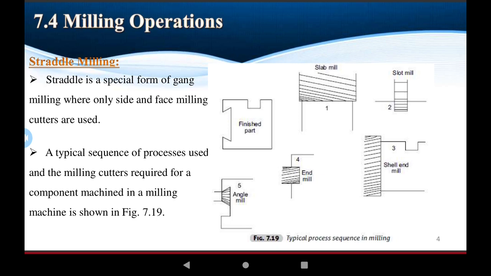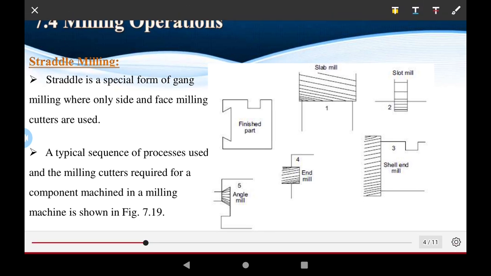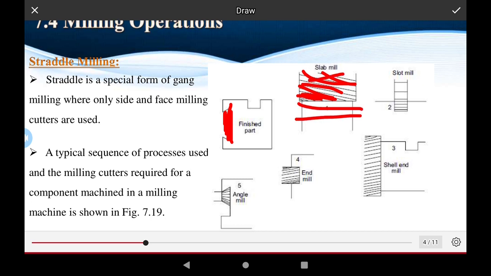This is only for one side. This is finished for one side, okay. This is the cutting tool for cutting the metal on one side, okay. And this is slab milling. Slab milling is performed to cut the workpiece, okay. And the second is the slot milling.